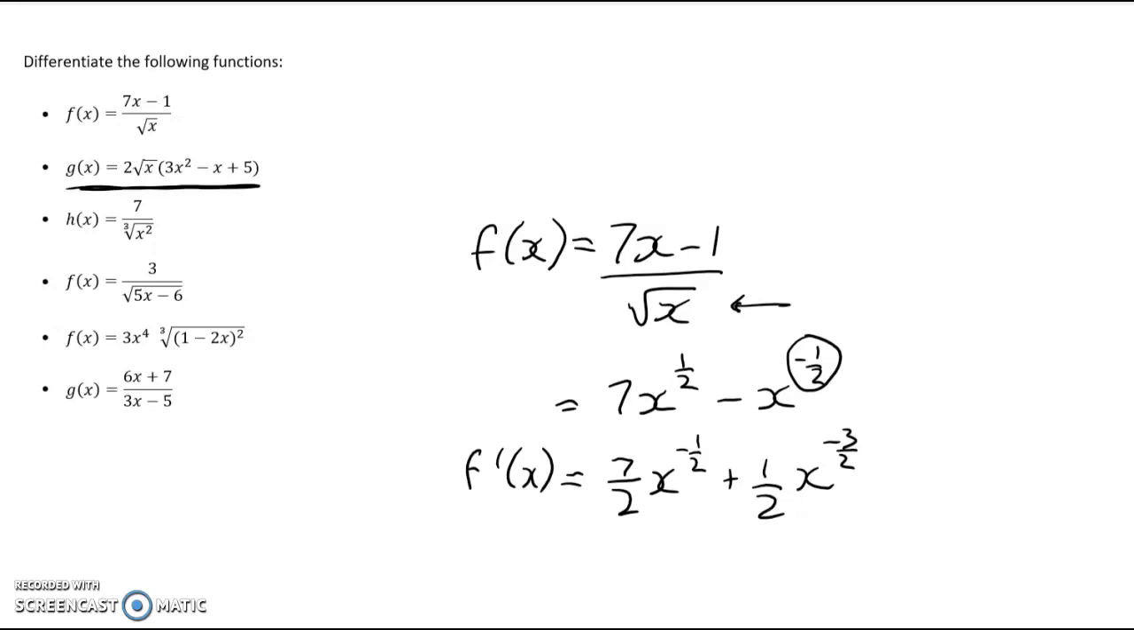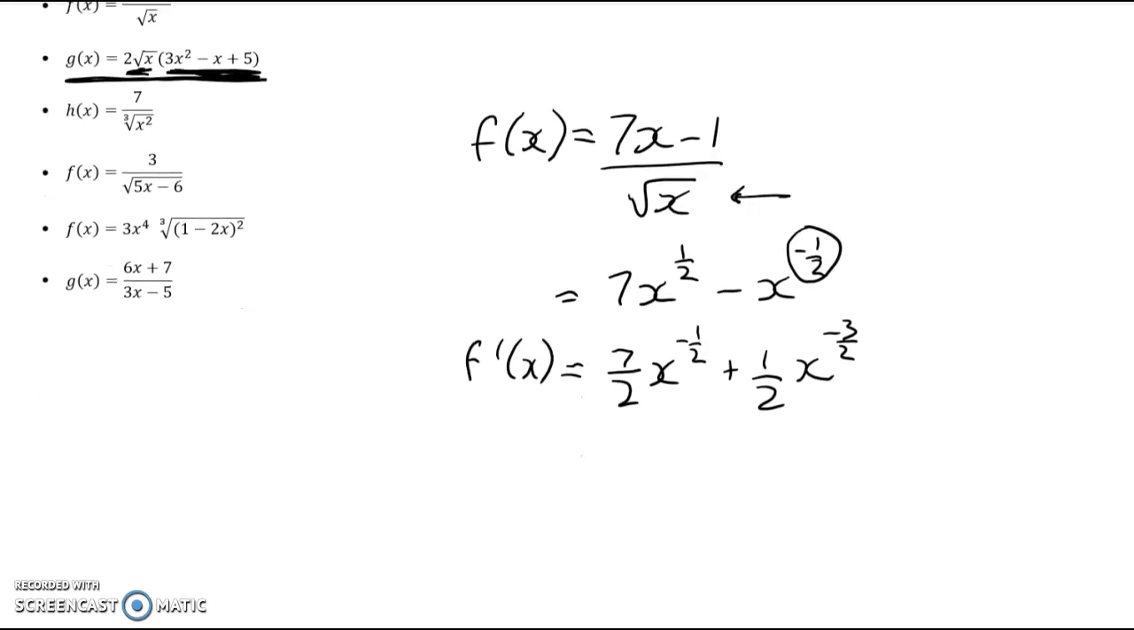There's no chain rule involved in that one. Okay, let's look at the next one, g of x. So I've got 2 root x times this thing here. So this can be easily expanded. I don't need to use the product rule. Even though when you first look at it, you might see that here I've got one expression in x, and here I've got another one. So I have got a product, but I'm going to change it back into just a bunch of terms added together.